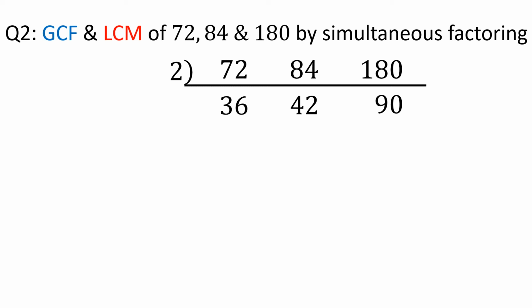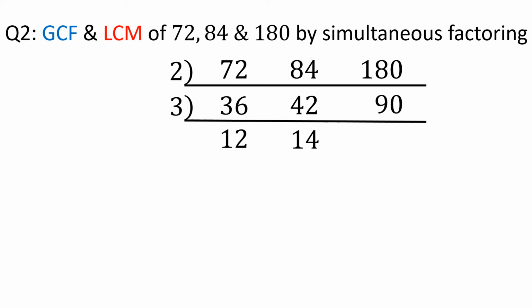They all can be divided by 3. 36 divided by 3 is 12. 42 divided by 3 is 14. And 90 divided by 3 is 30. We have 12, 14, and 30. They all can be divided by 2 again.